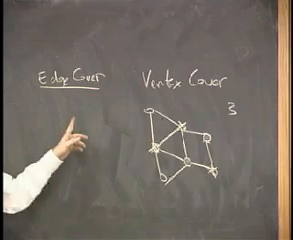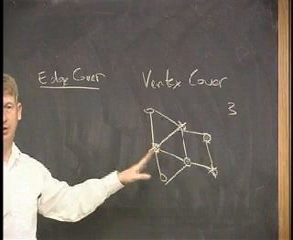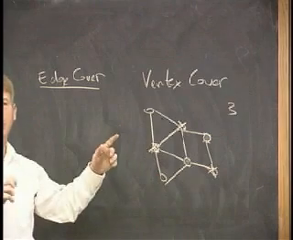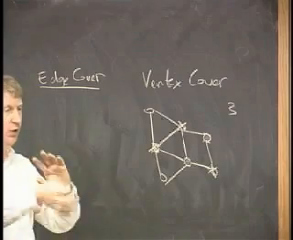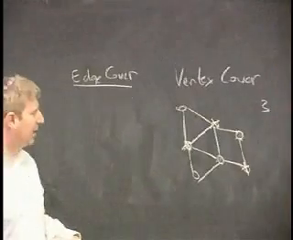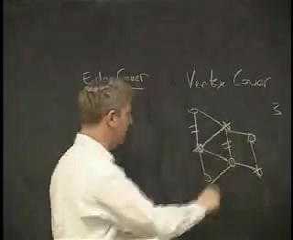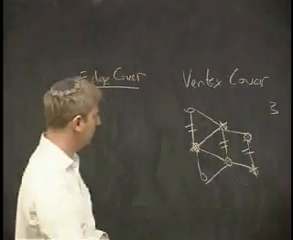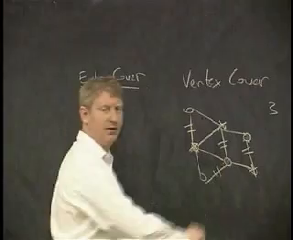This is a problem where I'm picking, instead of picking nodes, I'm picking edges. And I want every node to be covered by one of the edges. That's kind of the dual of this problem. So let's look at this graph. What's an edge cover for this graph? I can pick this edge, this edge, this edge. Is that an edge cover? I still need one down here.